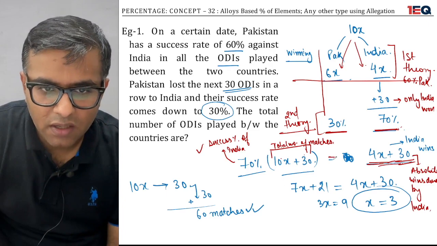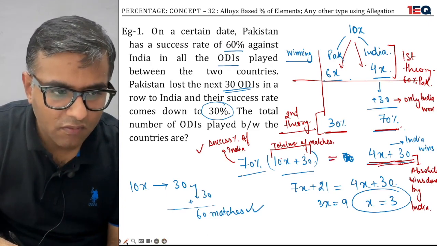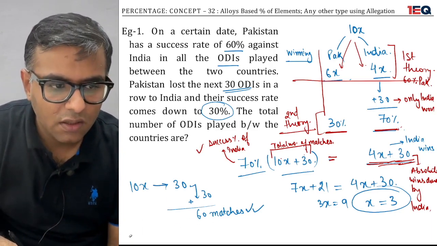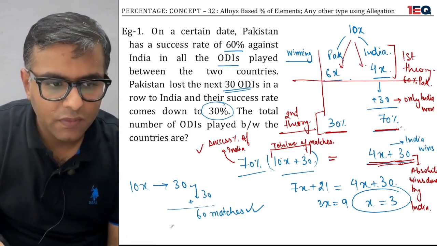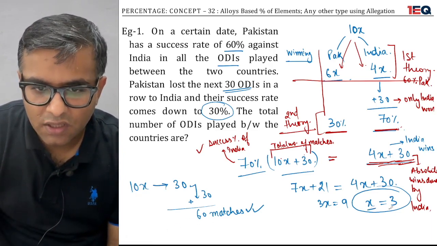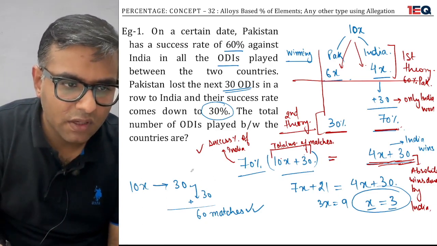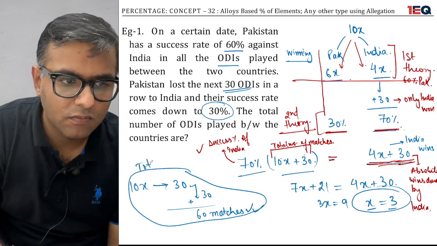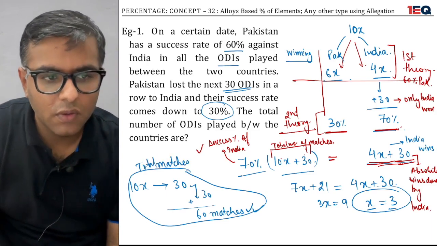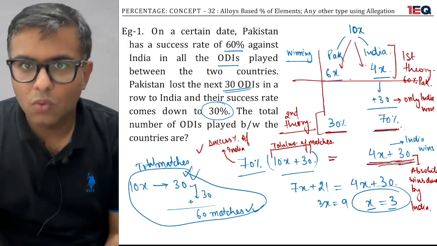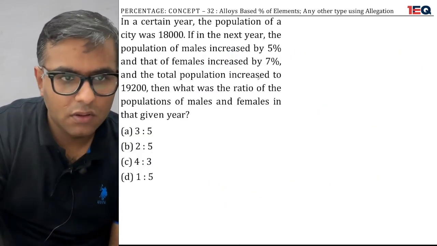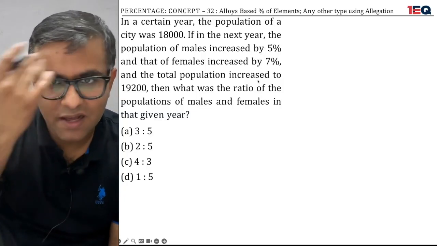When you equate these two lines, that is when you get the solution as x is equal to 3, and that can be entered over here, which gives you the total matches. I hope you've understood it pretty well. Moving on to the last question.